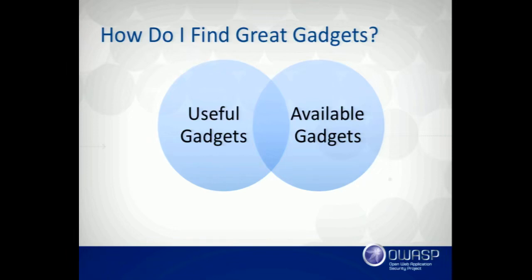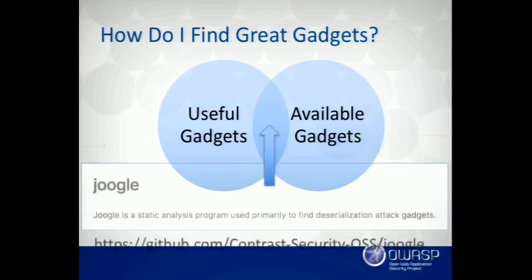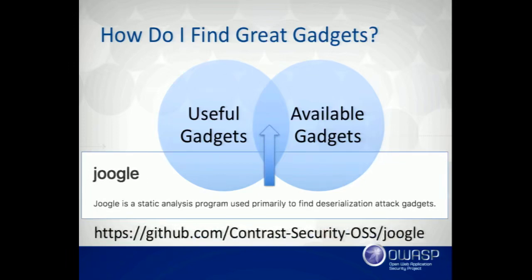So we made a product called Jugal. It's a simple static analysis tool used for finding immediate attack gadgets as well as chaining gadgets. For my exploit, I needed to find types that provided a hash code method. Well, I could use Jugal to find it. So I used Jugal to scan my cached Maven repository of thousands and thousands of libraries. I ran it on that, and I said, give me all the classes that implement hash code.